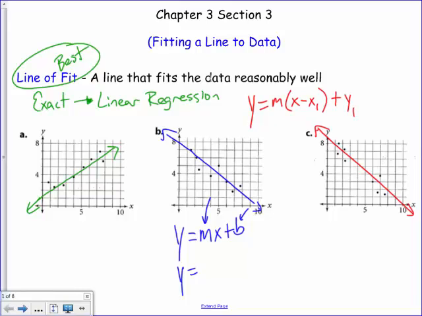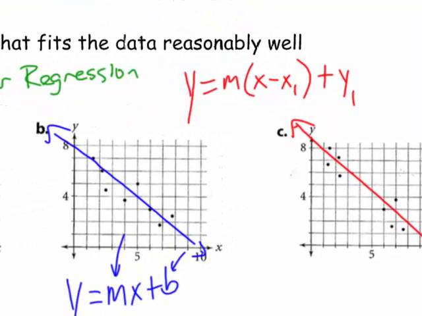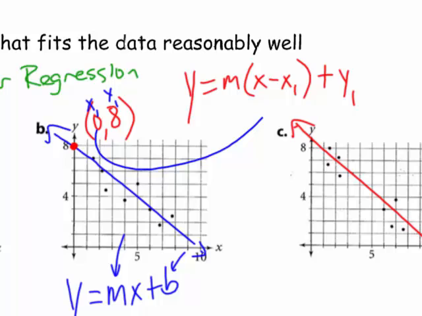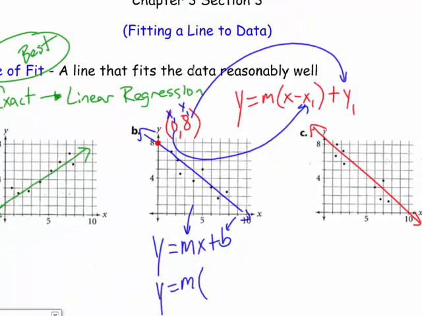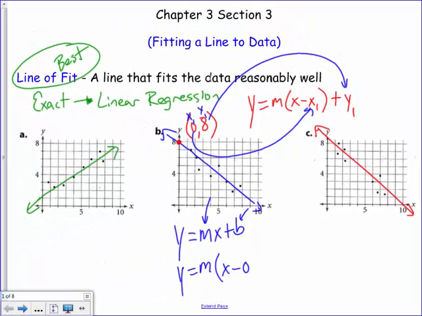So can I find a point on this blue line really easily? Yeah, the easiest point to find is usually the y-intercept. Where does this graph cross the y-axis? Right here, so that's at the point 0, 8. So I can plug that point in: 0 goes in for x1, and 8 goes in for y1. So I have m times x minus 0 plus 8.